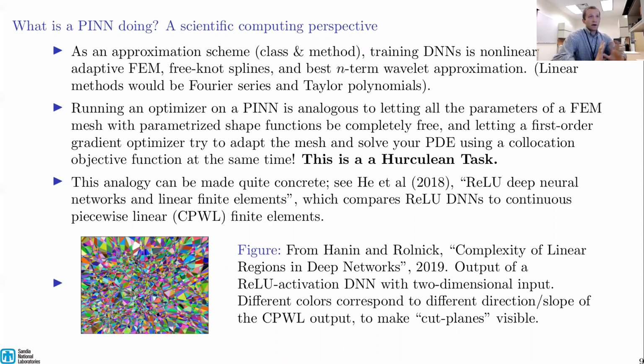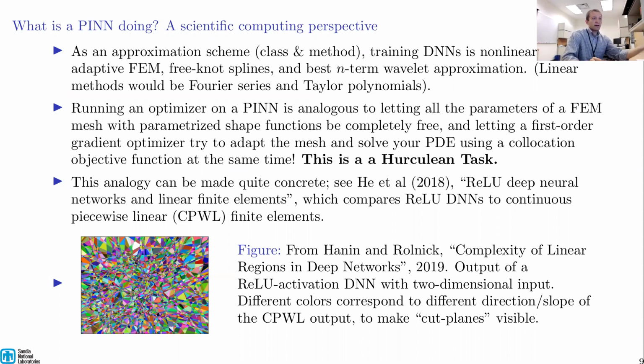to just letting all the parameters in a nonlinear approximation method, like an adaptive finite element method, be completely free, including all the shape function parameters, and just letting a first order gradient optimizer try to figure everything out. Okay, so this is a Herculean task, and so it's reasonable that more work has to be done for neural networks to actually work reliably, to be a robust tool using this approach.